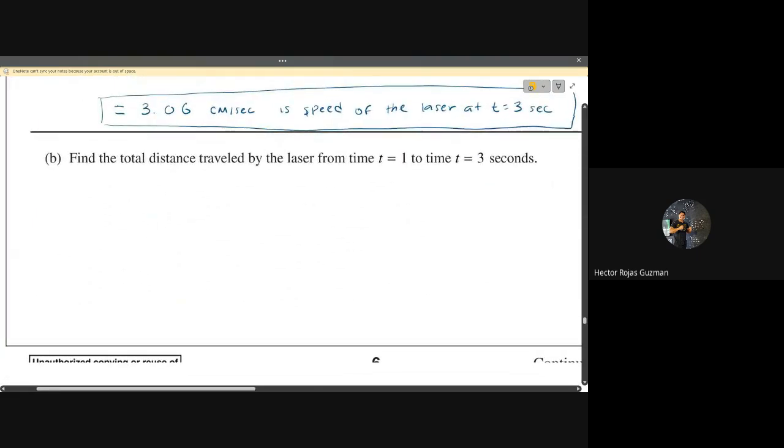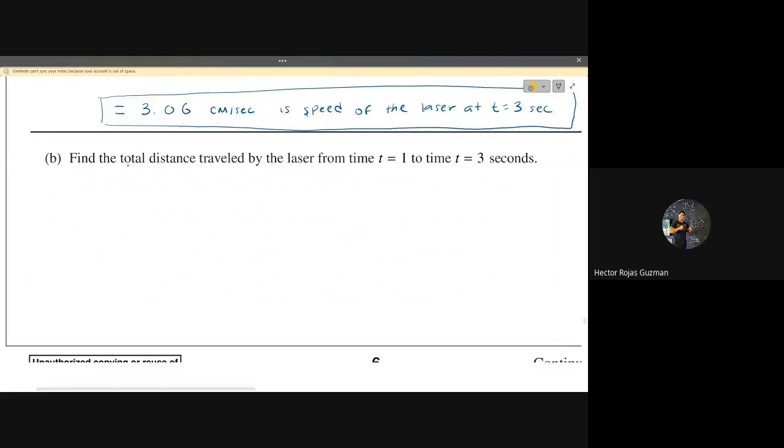Find the total distance traveled by the laser from 1 second to 3 seconds. Well, total distance is going to be the integral of speed. So that means we have the integral from 1 to 3 of the square root of x prime of t squared plus y prime of t squared. Don't forget to put dt, dx, whatever we're integrating with respect to. Without that, you're not going to get the point.